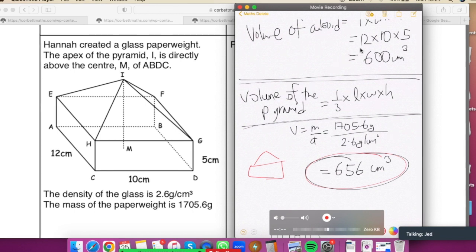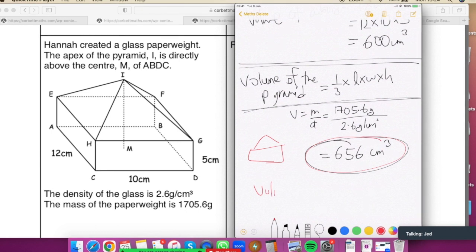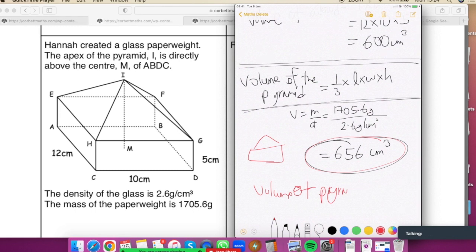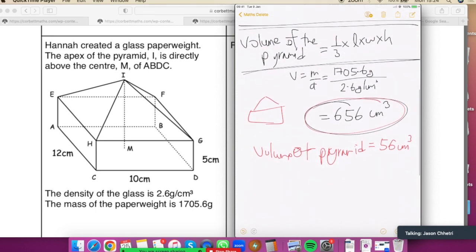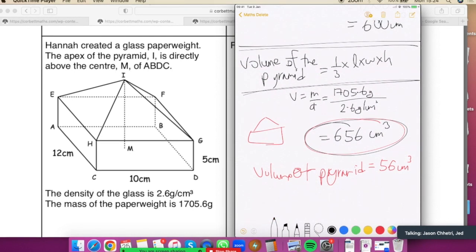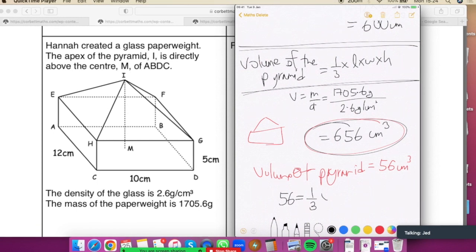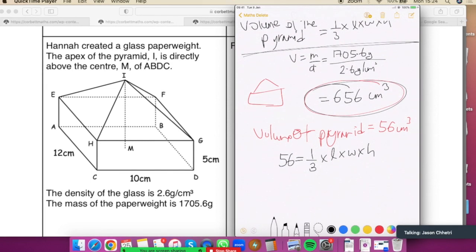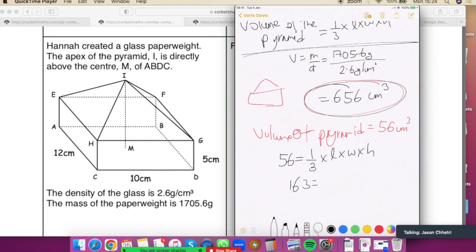But then we know the volume of the cuboid is 600. So what does that tell us? So the volume of the pyramid must be 56 centimeters cubed. So what we're going to do now is, what do we think we're going to do? Yes, perfect. So we're going to reverse that. So 56 multiplied by 3 is 168, and that equals length times width times the height of the pyramid.